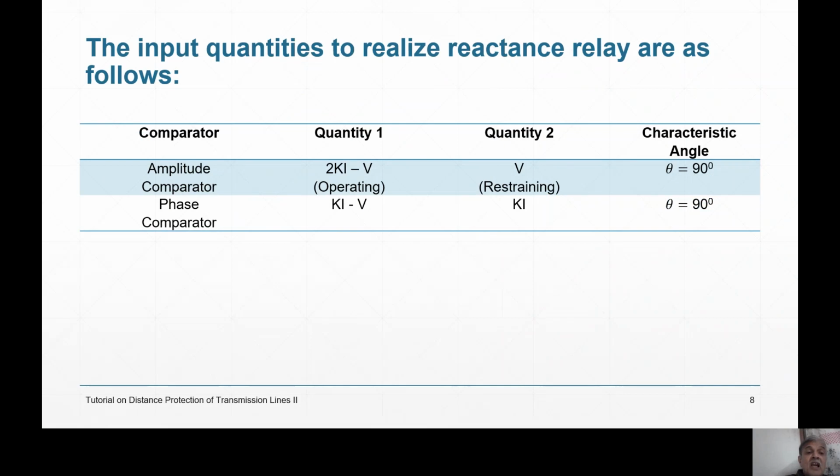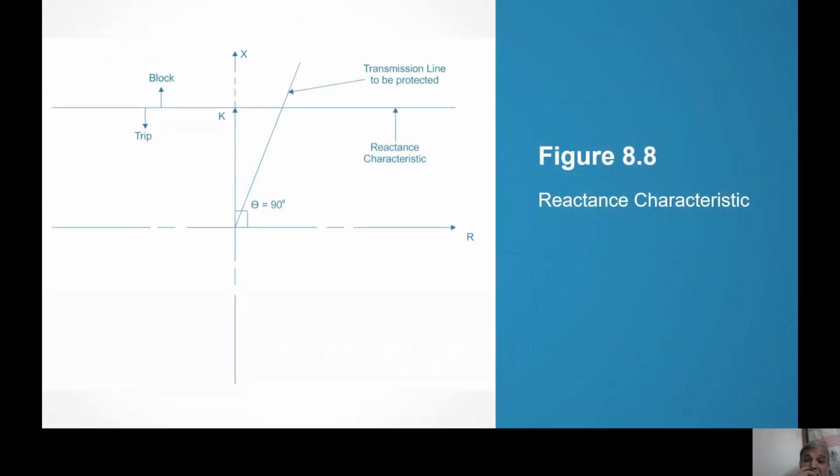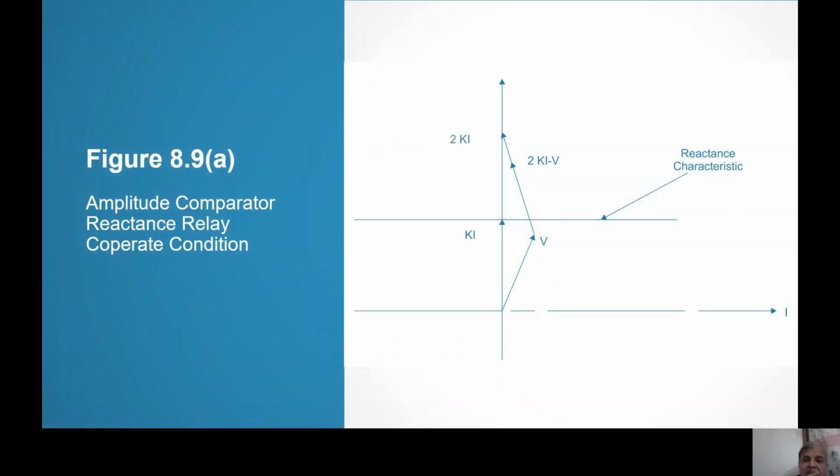So, amplitude comparator, reactance relay: 2Ki minus V is the operating and V is the restraining quantity, right? And the characteristic angle is 90 degree. Phase comparator: Ki minus V and Ki, the characteristic angle is 90 degree, right? So this makes the reactance relay. So this is the reactance characteristic which we have seen, right?